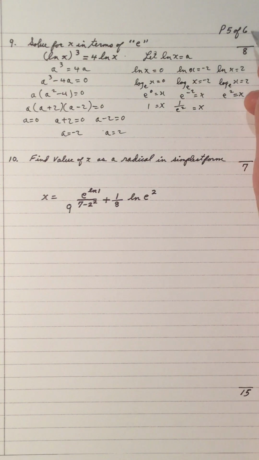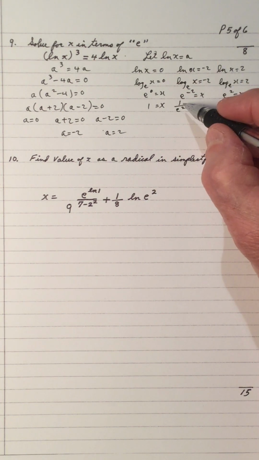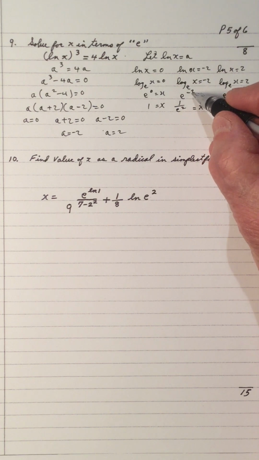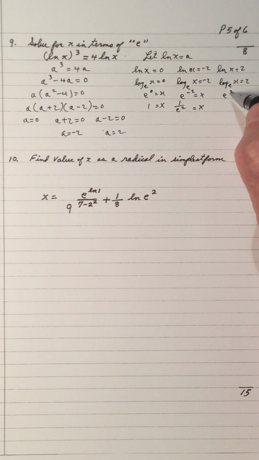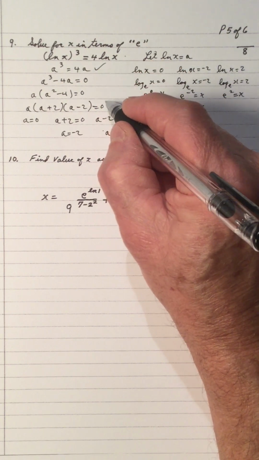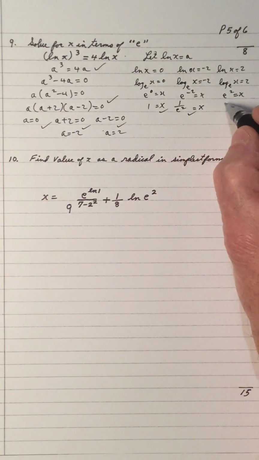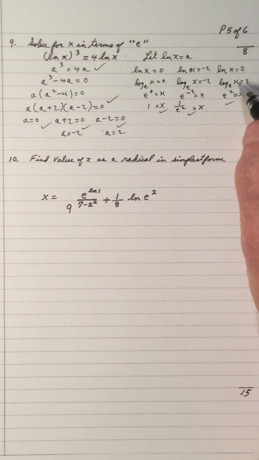And notice we have all the answers. So we have x is 1. We have x is e to the negative 2, or 1 over e squared. And we have e squared. So we have everything done. So I assign the marks this way. I give a mark here, and I give a mark for this one. I give a mark for each of those, and I give a mark for each of those answers. If you have all these answered correctly, you have 8.